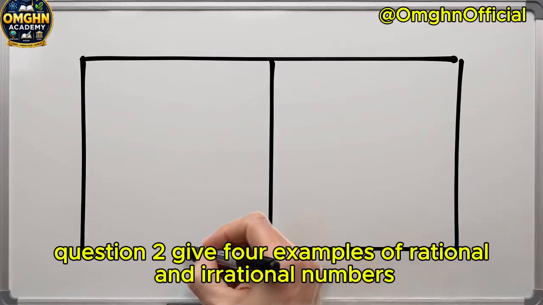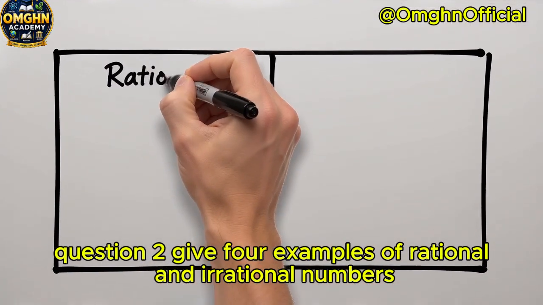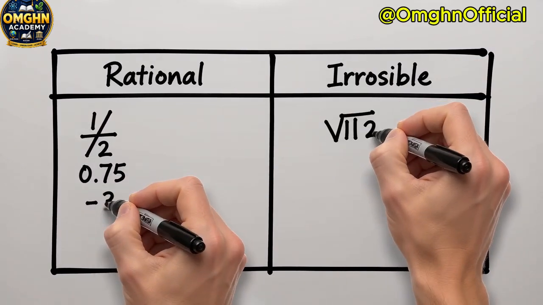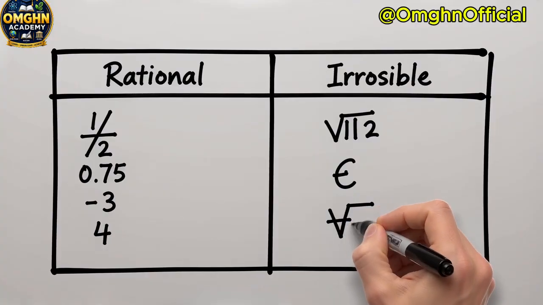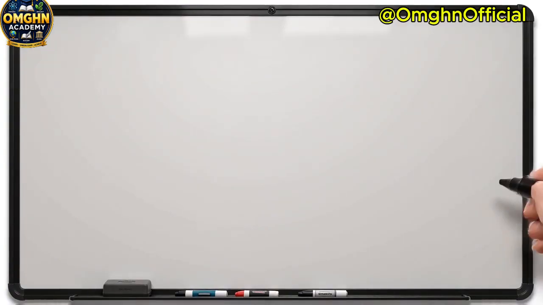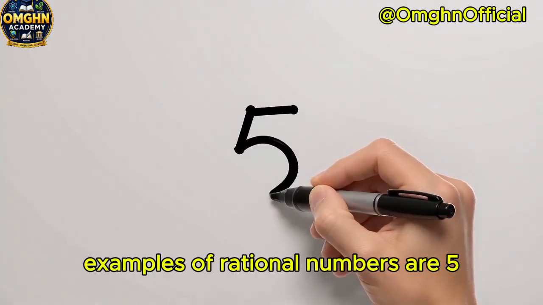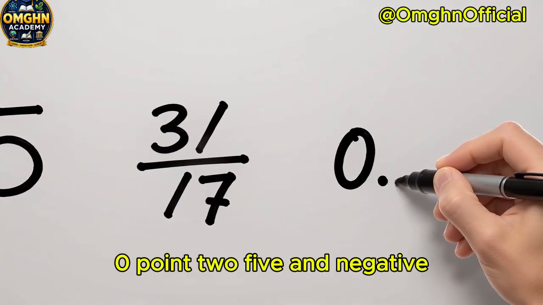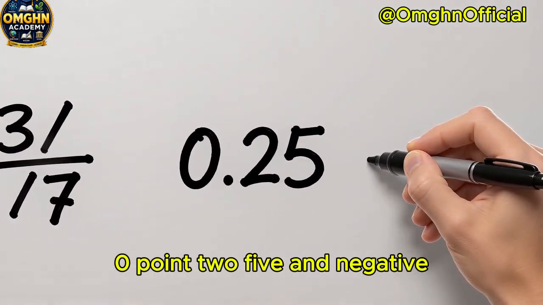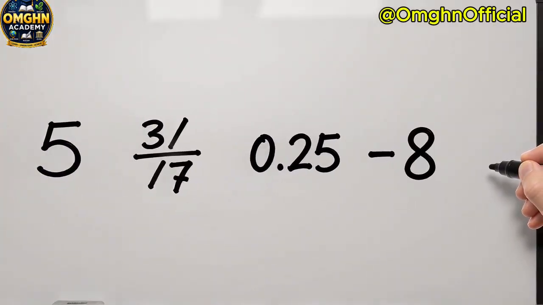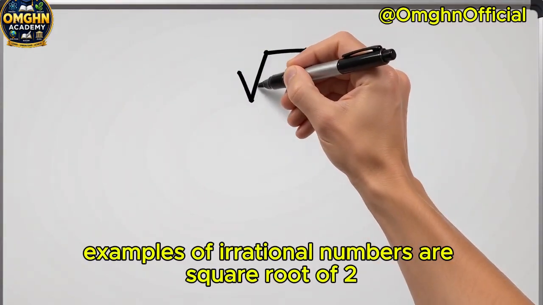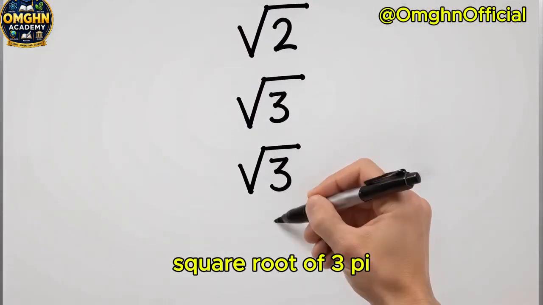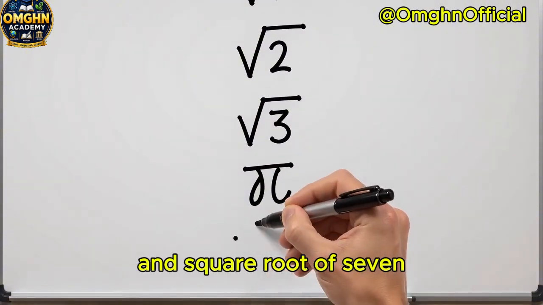Question 2. Give 4 examples of rational and irrational numbers. Examples of rational numbers are 5, 3 by 7, 0.25, and negative 8. Examples of irrational numbers are square root of 2, square root of 3, pi, and square root of 7.